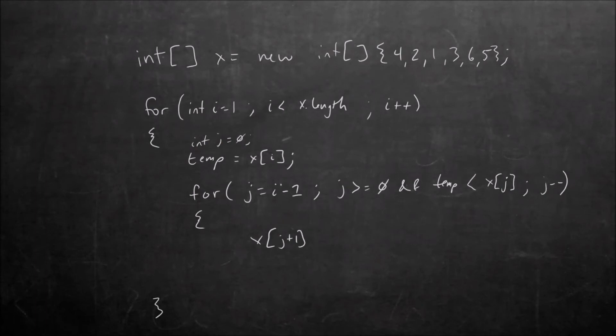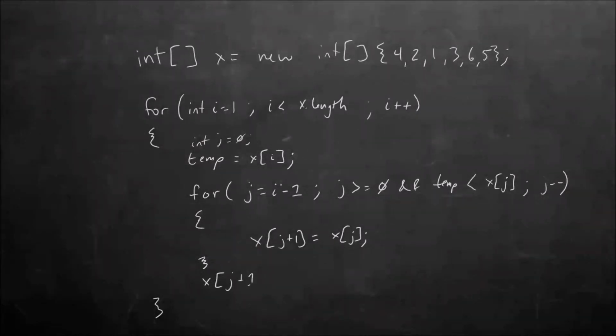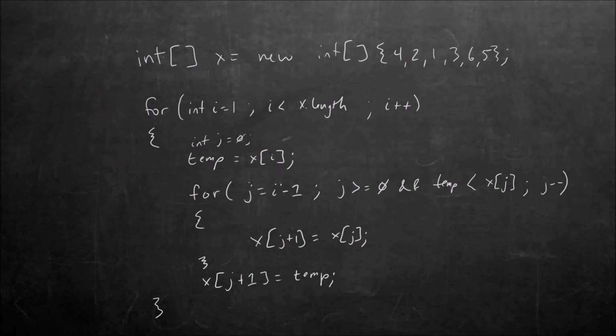And if we find an element that is larger than our temp value, we will shift it forward 1. So x[j+1] gets what was at x[j]. And when that's finally finished, we will assign our temp value to where we leave off. So that will be x[j+1] gets temp. And we say j plus 1 because, as you can see, we subtracted 1 from j after we found the spot where our temp value belongs.